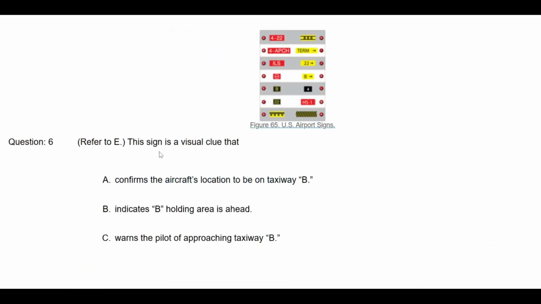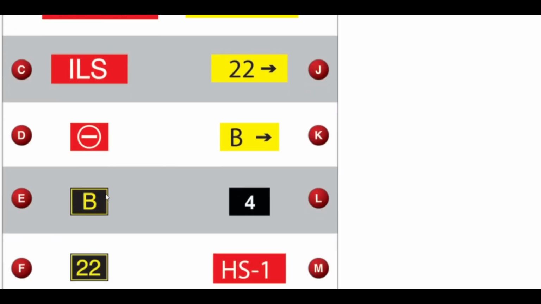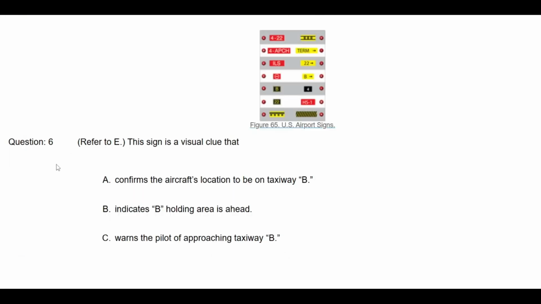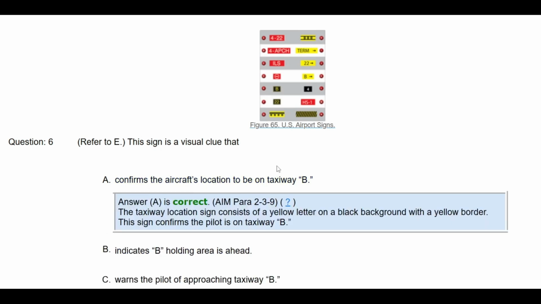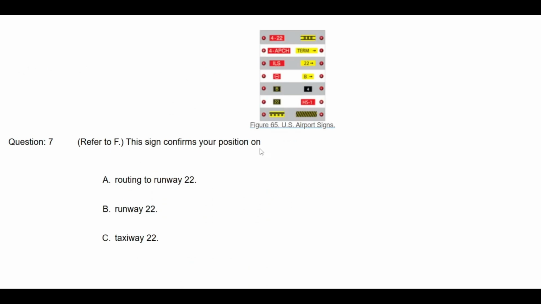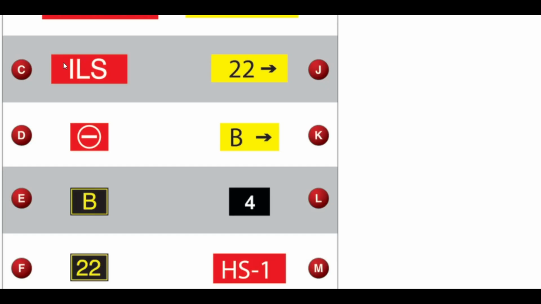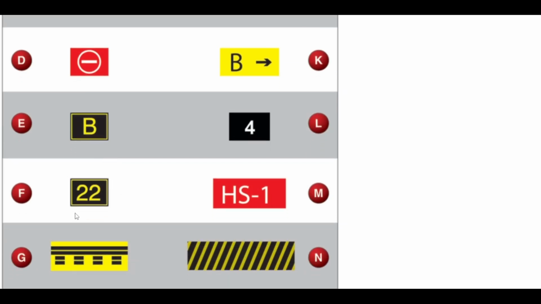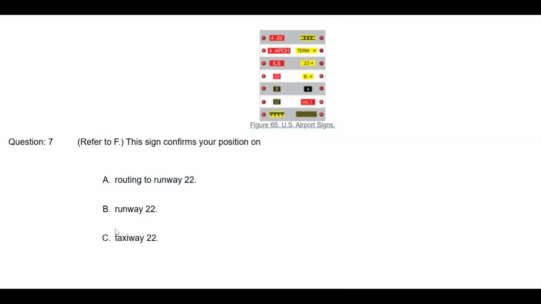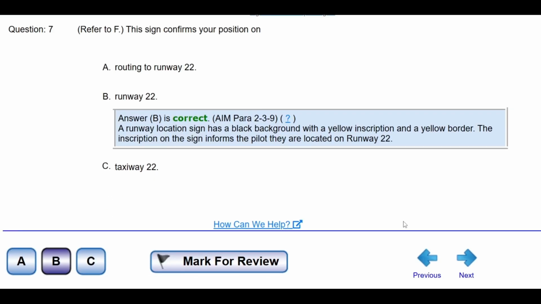Refer to E. What is specified in E? That you're on taxiway Bravo. So indicates holding, no. Confirms location at taxiway B. Once applies, no. You're on taxiway B or Bravo. Refer to F. What does that mean? Let's go to F. F indicates that you're on runway 22. So answer B, B.